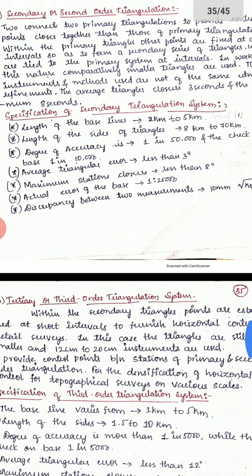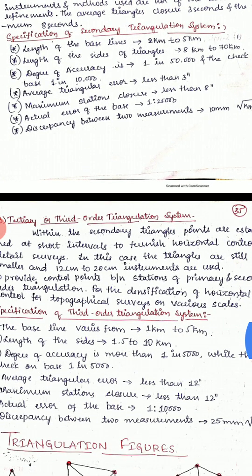Same like that you people study. Okay, and tertiary or third order triangulation system. In these cases, within the secondary triangles, what we studied in secondary triangles, points are established at shorter intervals to furnish horizontal control for detail surveys.